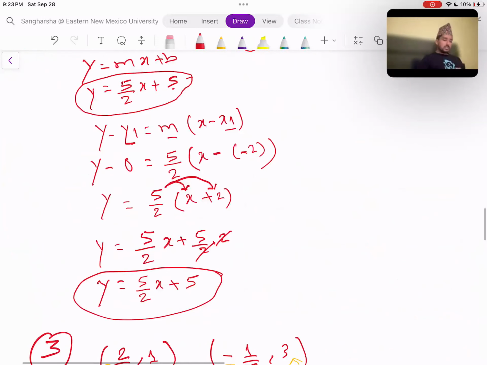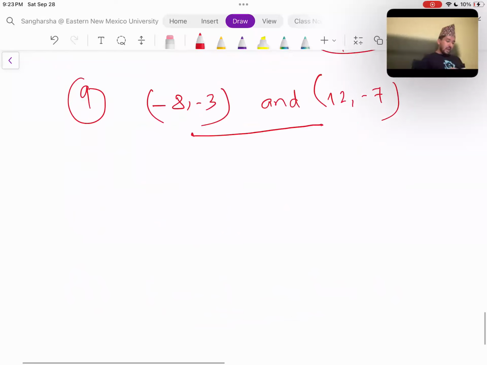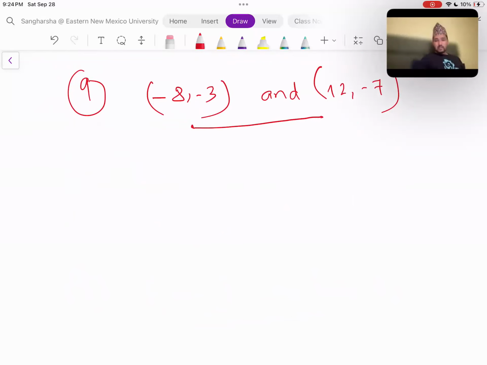Is it okay if I skip number 9? Okay, I take that as okay. I'm going to skip number 9. If you still have questions or need help with number 9, please let me know. Now let's go to the next number.